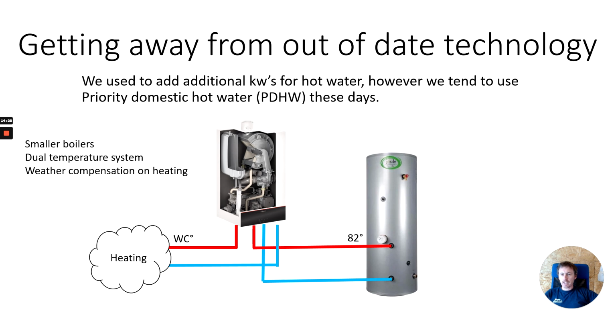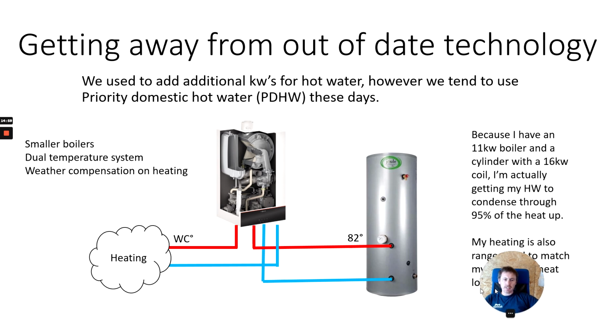Alright, so we used to add additional kilowatts to the heat loading for the property when we were sizing a boiler for hot water. However, we tend to use priority domestic hot water these days. The benefits of this are we get a smaller boiler, a dual temperature system and weather compensation on the heating. Also, the cylinder is charged up, but it's got a thermistor in the cylinder as well, so the boiler can actually see the rate of change and start ramping it down, as opposed to just being stopped dead by a 230 switch live thermostat.